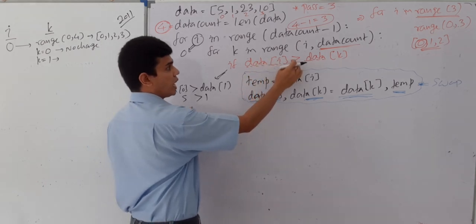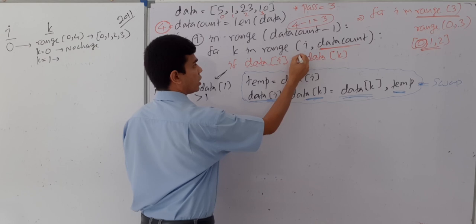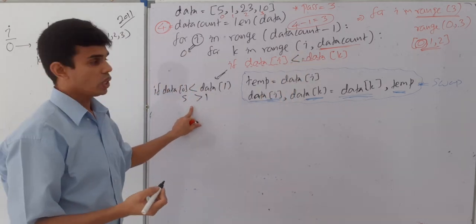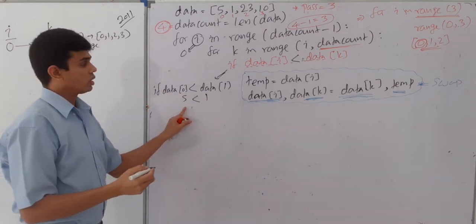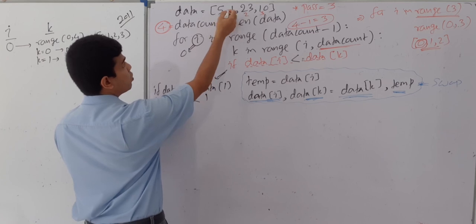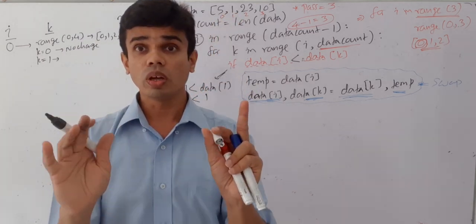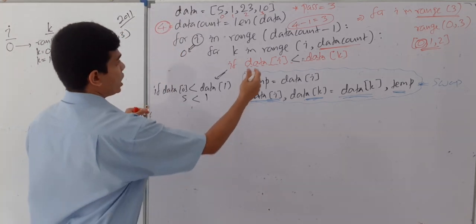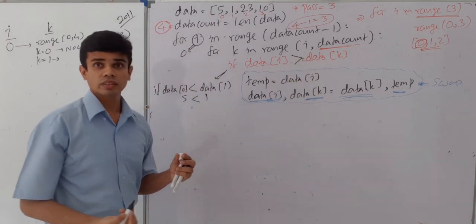Then, in the if statement, should it be less than or greater than here? If I put it as less than, what happens? If it is less than, we check whether 5 is less than 1. That means, only if the first item is smaller than that one, then the swapping would take place. No. The smaller should come to the front. Therefore, if you write this statement that's wrong, we have to write it like this.